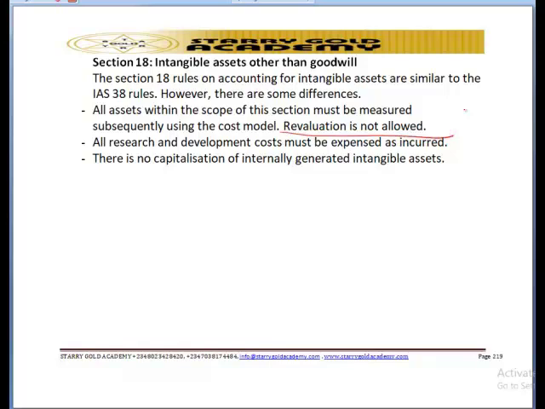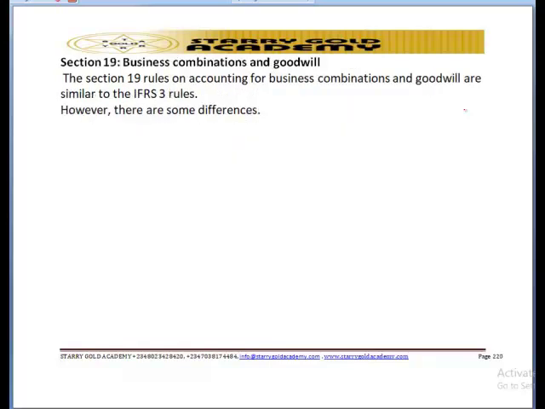Alright, let's quickly look at section 19, business combination and goodwill. This section 19 rules on accounting for business combinations and goodwill are similar to IFRS 3 rules, but we said that there are some differences. One, acquisition costs are capitalized under the standard, whereas they must be expensed under IFRS 3. We used to expense the acquisition costs, but they said here we must capitalize it.